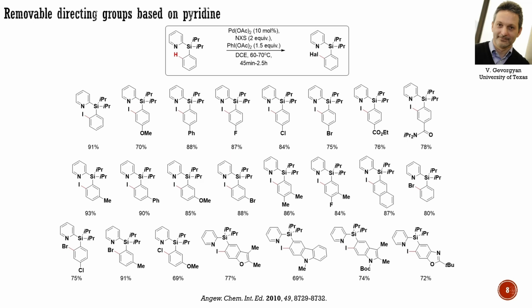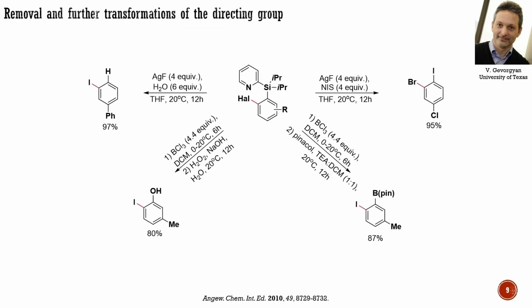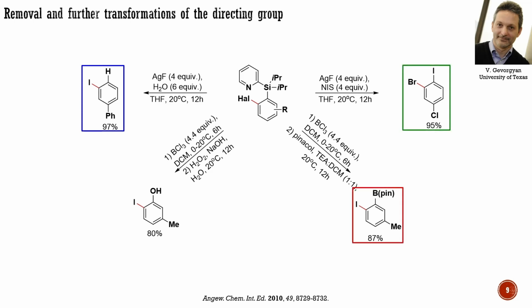As one can see, the substrate scope is quite broad, allowing for the presence of various reactive functional groups such as halogens and esters. In most cases, the yields of the reaction were quite high. They could demonstrate that afterward, the directing group can be easily removed or transferred into other useful functional groups, such as halide, ester of boronic acid, and hydroxyl group.